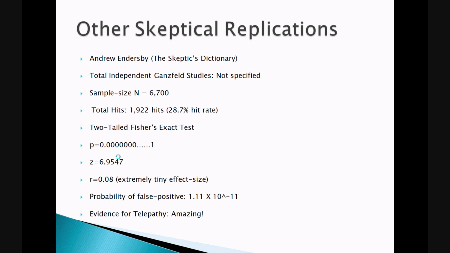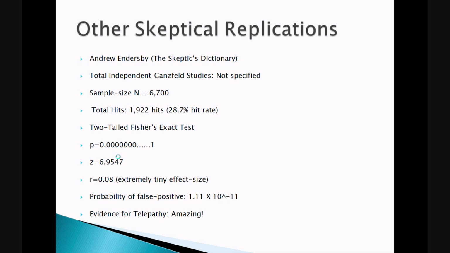Now, looking at the two-tailed Fisher's exact test statistical analysis, the p-value for his meta-analysis was extremely tiny. It's probably more like 10 to the power of -11 or so. And judging by the C-score, we can tell it was 6.9547, which is 6 standard deviations away from the binomial distribution, which is extremely unlikely.